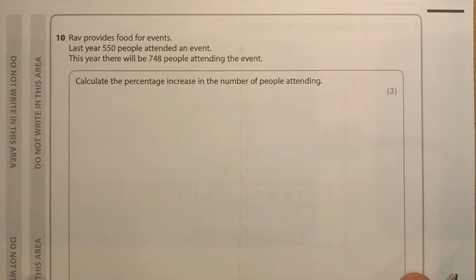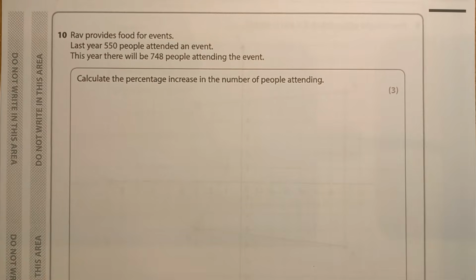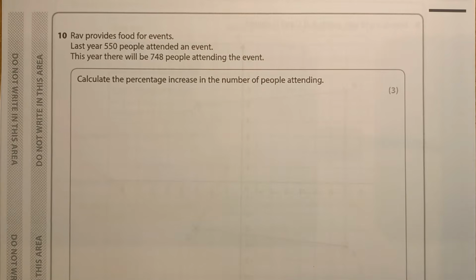Question 10. Rav provides food for events. Last year, 550 people attended an event. This year, there will be 748 people attending the event. Calculate the percentage increase in the number of people attending.